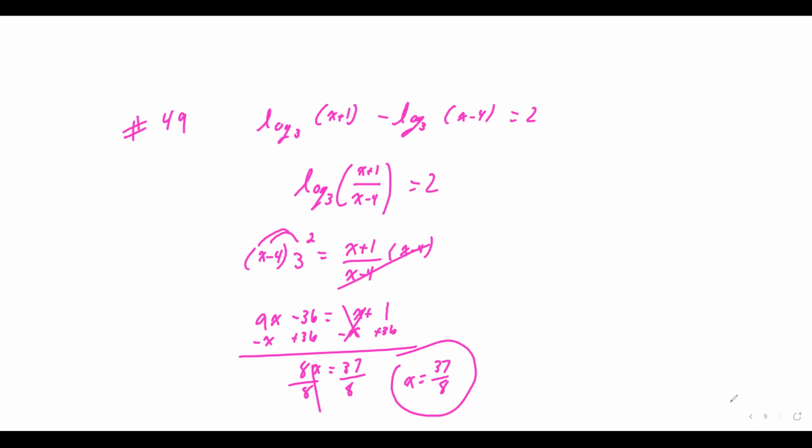All right, let's get even more challenging than that. Let's look at number 58. This is e to the power of 2x minus 3e to the x minus 10 equals 0.